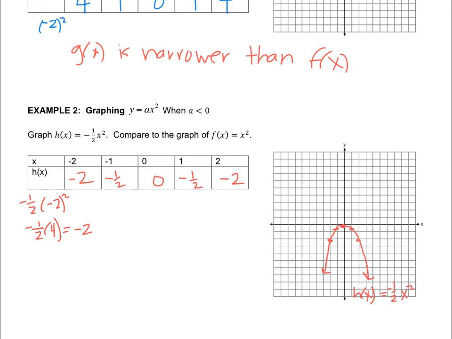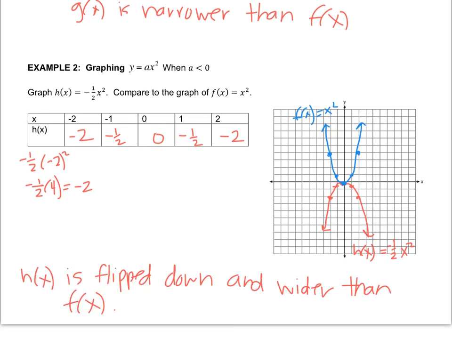They want us to compare it to y equals x squared. So just grab those points from the previous question. It goes through 0, 0, then it goes through 1, 1, and then it goes through negative 2, 4. What you'll notice is that the graph is flipped down. It's also a tiny bit wider than f of x equals x squared. So let's write both of those things down.